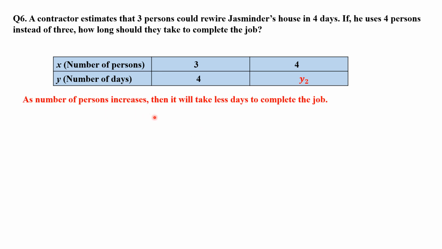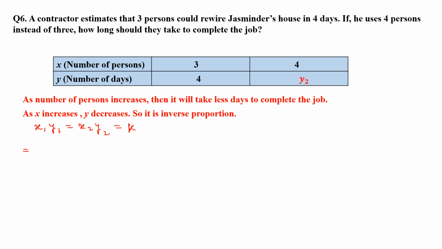As the number of persons increases, it will take fewer days to complete the job because the job is the same, they are not increasing or decreasing the job. So as x increases, y decreases, so it is in inverse proportion, and we know that when it is in inverse proportion, the product of x and y will be a constant. So x1 y1 equal to x2 y2 is equal to constant k.